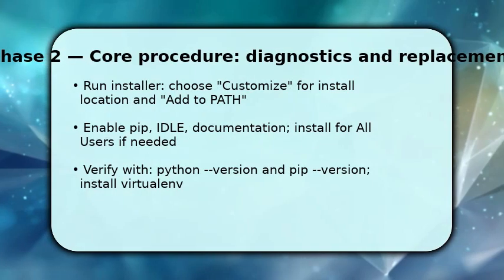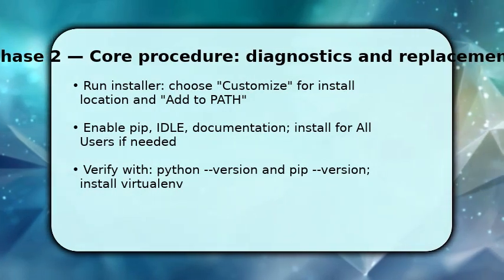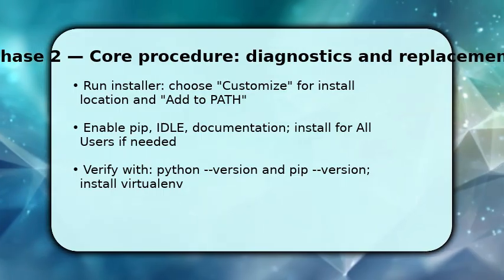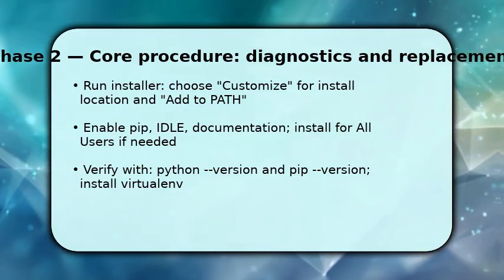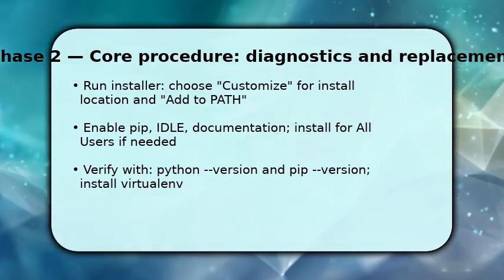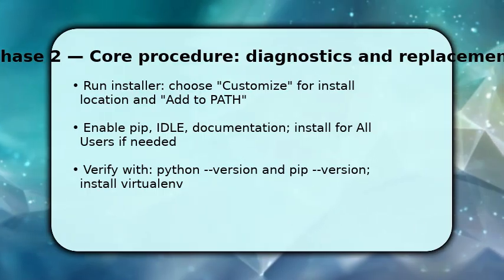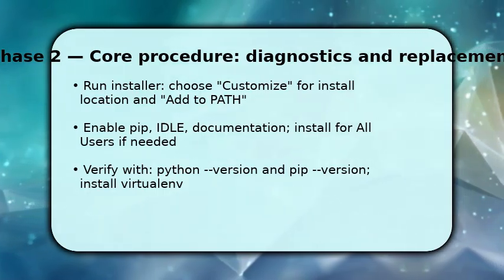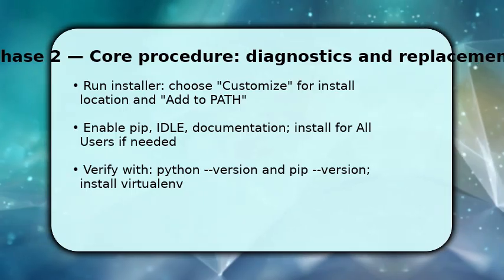You'll now perform the detailed install and configuration steps. Choose Customize to set a clear folder like C:/Python38 and check Add to Path so Python and pip are available in terminals. Enable pip and IDLE during setup and select Install for all users if multiple accounts will use it.